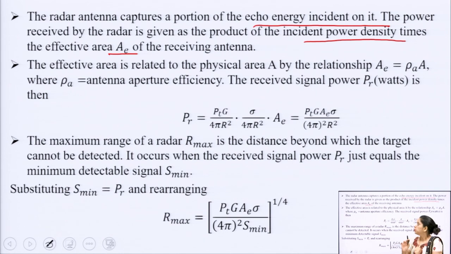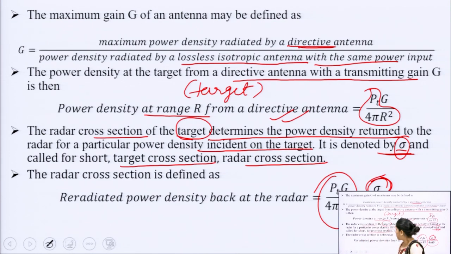So now, whatever signal is received by the receiving antenna depends upon the product of the incident power density multiplied with the area of the receiving antenna. So what is the power density now? The power density has changed, and it is now equal to P_T G upon 4 pi R squared, into sigma upon 4 pi R squared.